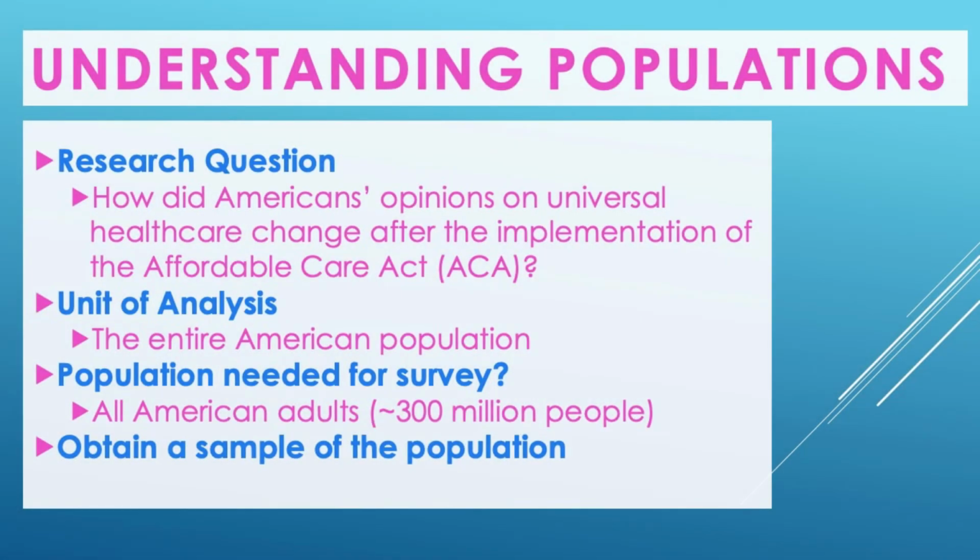So just to highlight the differences of populations and samples with a few examples, let's say we were interested in researching how Americans' opinions on universal health care changed after the implementation of the Affordable Care Act. So here, the unit of analysis, the thing that we are interested in, is individual people, specifically the entire American population. We want to understand how Americans' opinions changed after the implementation of a specific policy. So the population that's needed for our survey, or the population that we're trying to measure, that's all American adults, about 300 million people. Since that's completely unfeasible, the next step that the researcher has before them is to obtain a sample of that population, okay?